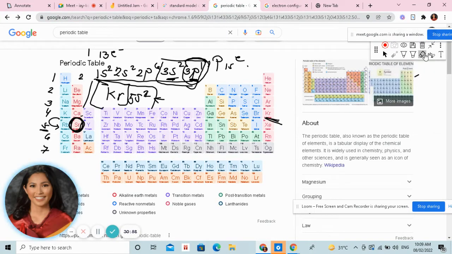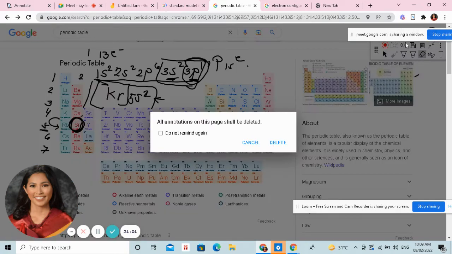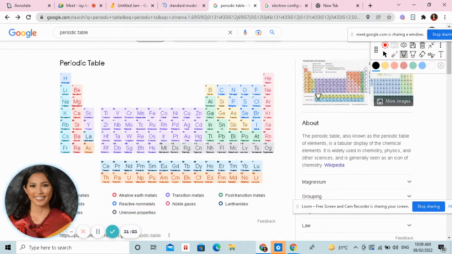Okay, the condensed configuration of phosphorus. Alright, what is the nearest noble gas? We go backward here, even for the non-metals, we go backward. What is the noble gas nearest to it going backward? We have neon. Okay, neon.